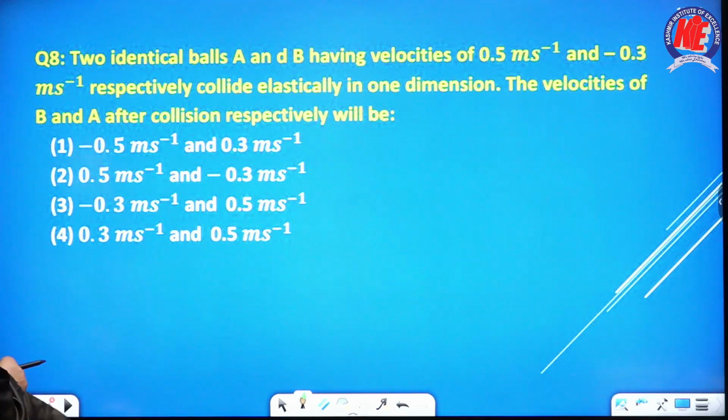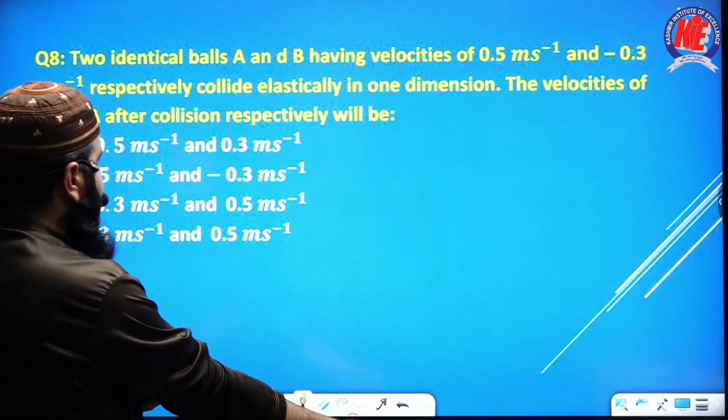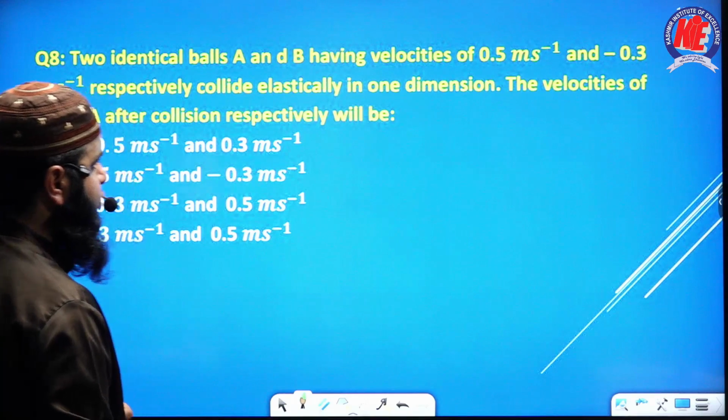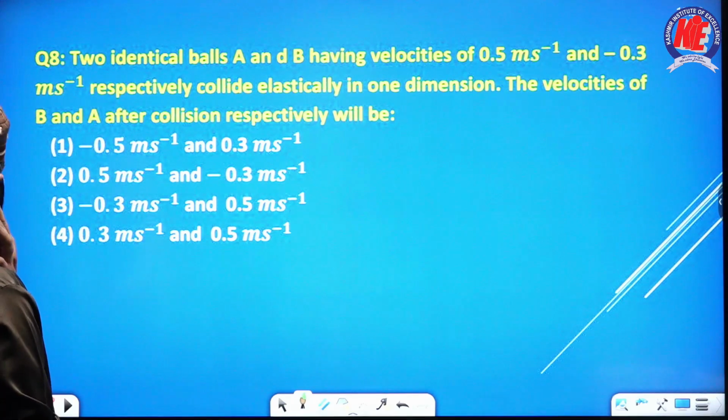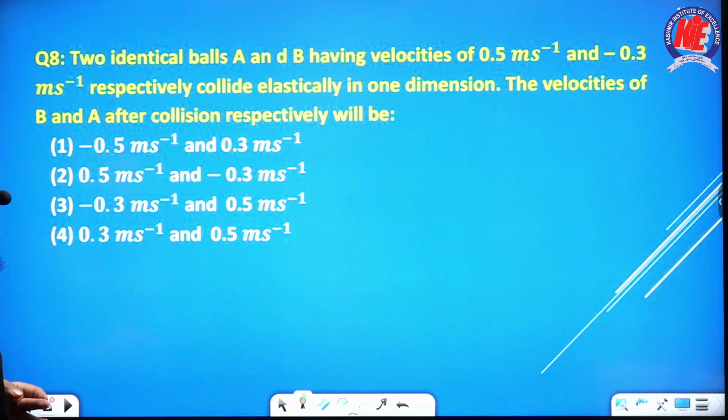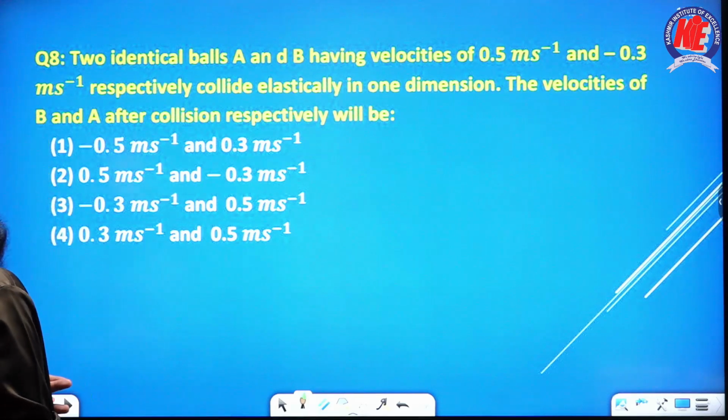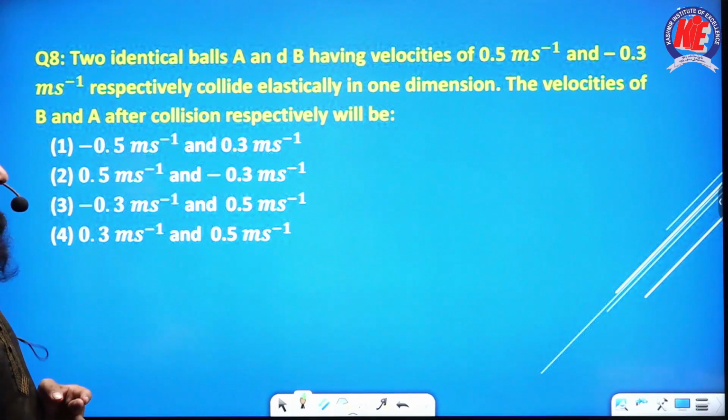Next one please. Two identical balls A and B having velocities of 0.5 meter per second and minus 0.3 meter per second respectively collide elastically in one dimension. The velocities of B and A after collision respectively will be.